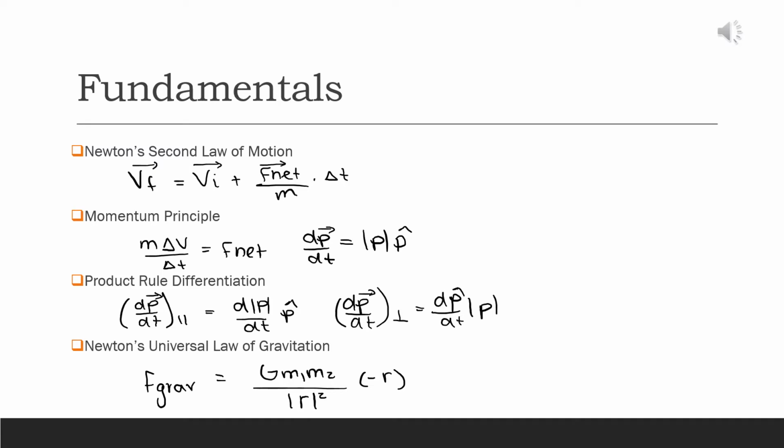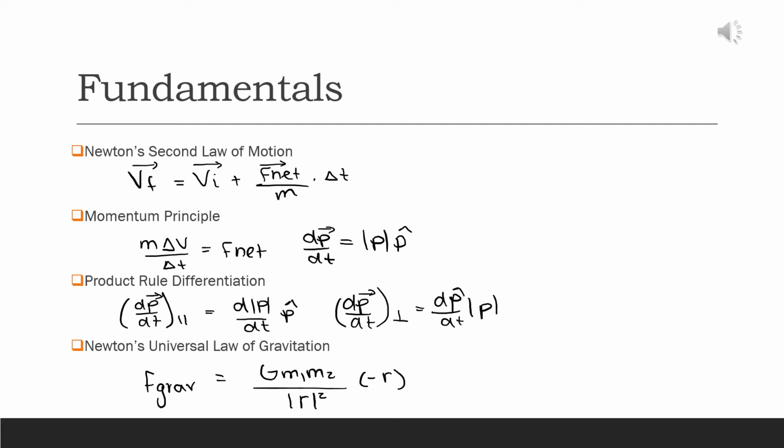Before going to the results of this experiment, let's go through the fundamentals. We always start with Newton's second law of motion, which states that the final velocity of an object equals its initial velocity plus the net force divided by the mass multiplied by the change in time. If this equation is rearranged into the mass times the change in velocity over the change in time equals the net force, we get the momentum principle, which can also be denoted as dp over dt.